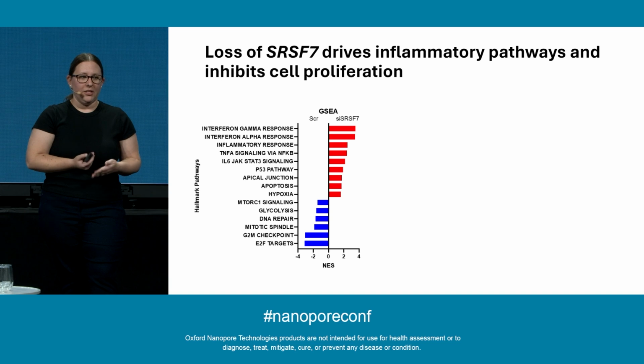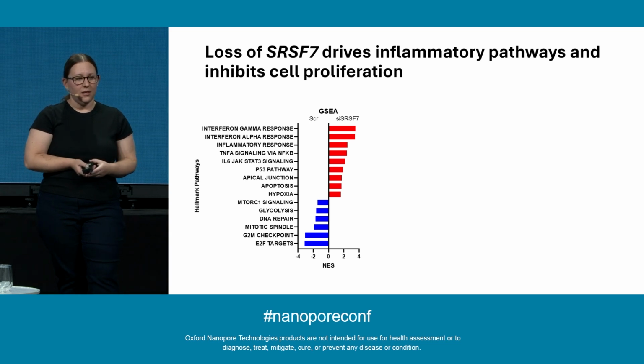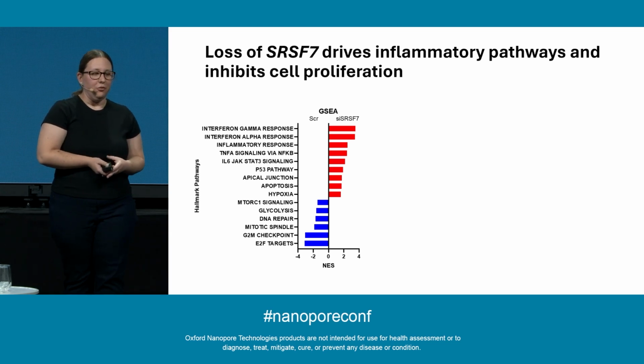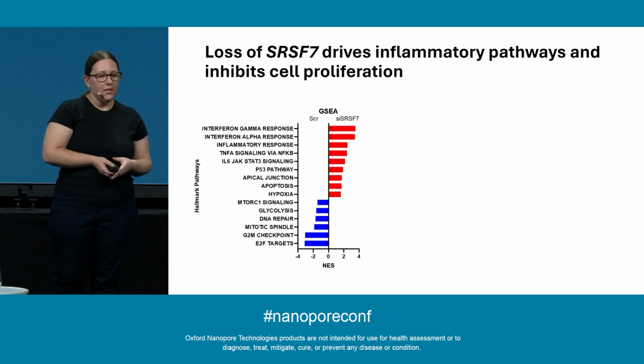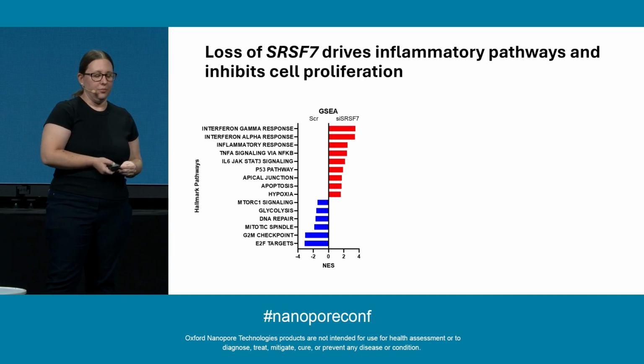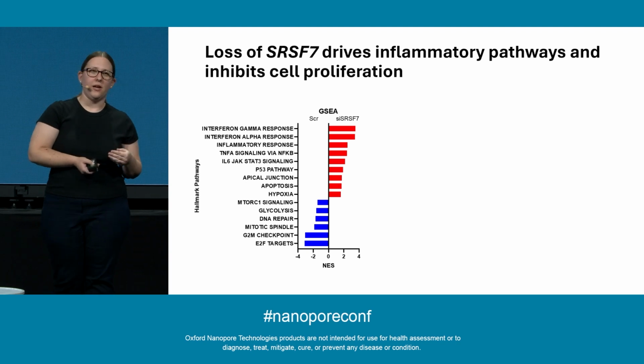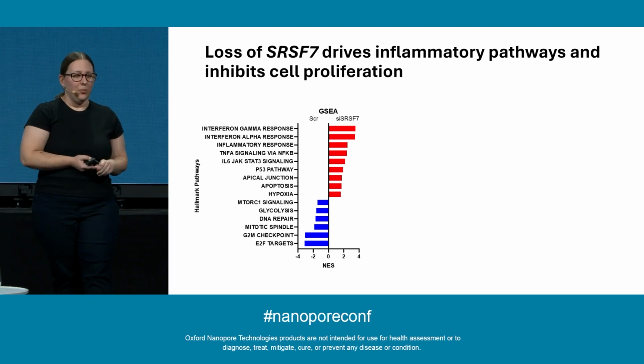To understand the function of this, after we performed our RNA sequencing, we did gene set enrichment analysis and showed that our knockdown cells had enrichment for inflammatory pathways. And then we also noticed our normal cells were enriched for cell cycle pathways, which had us hypothesize that there might be some proliferation effect on these cells.